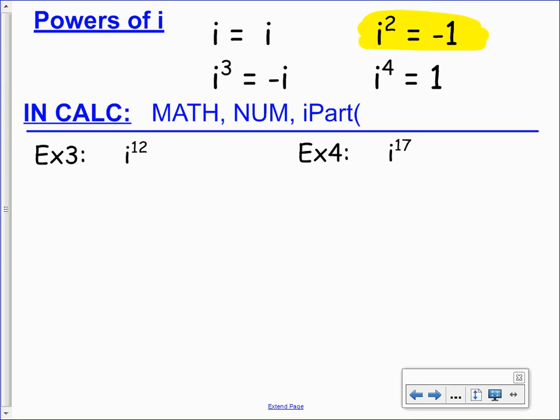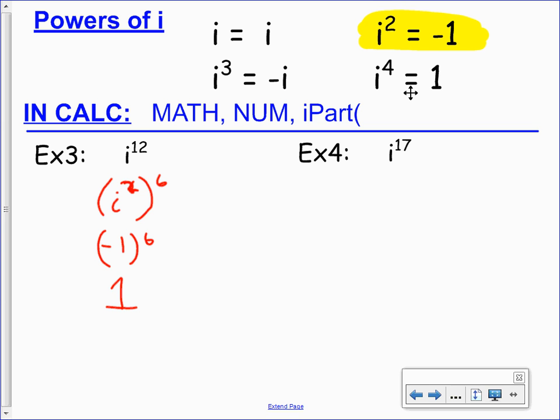You can figure out how to do this by hand, and I'm going to show you by hand and by calculator. First by hand. If the number is even, just divide that by 2. What's 12 divided by 2? 6. So this is i squared to the 6th. And i squared is -1. What's -1 to the 6th power? It's 1, because there's an even number of negatives, so this would just be 1.